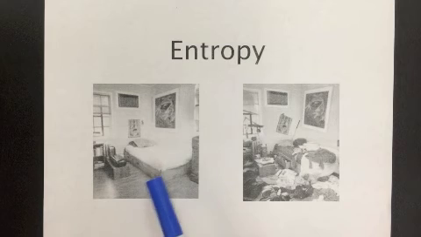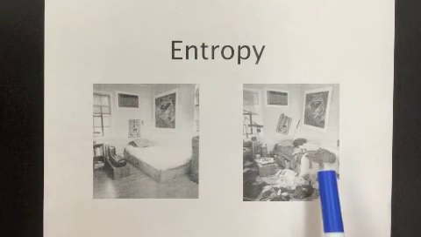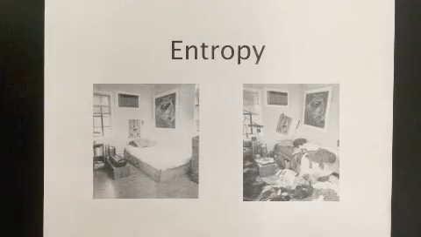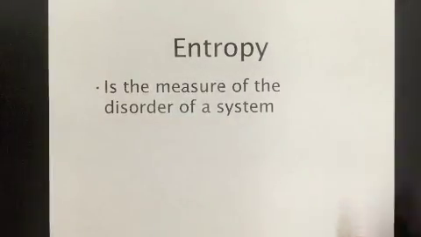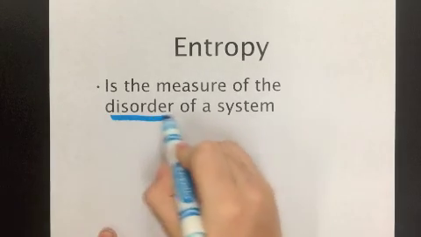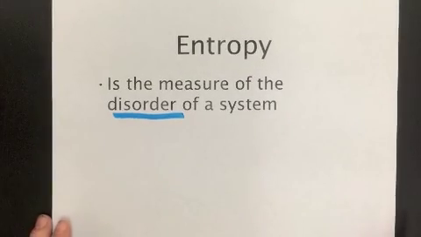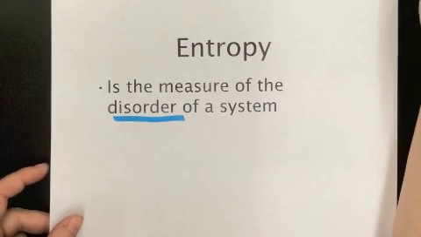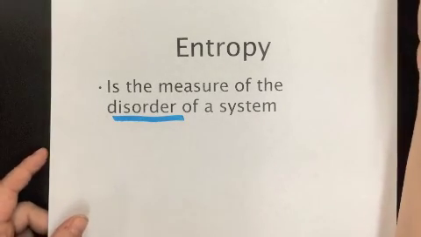So this one has hardly any entropy. This one has a lot. Entropy is the disorder of a system. Okay, so entropy is the measure of the disorder of a system. It's extremely easy. You really just need to know what it is and how you can change it.